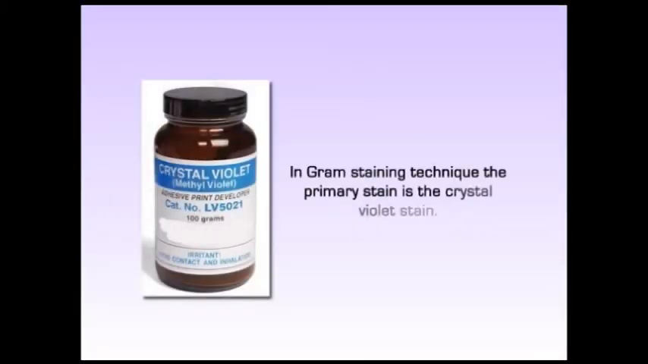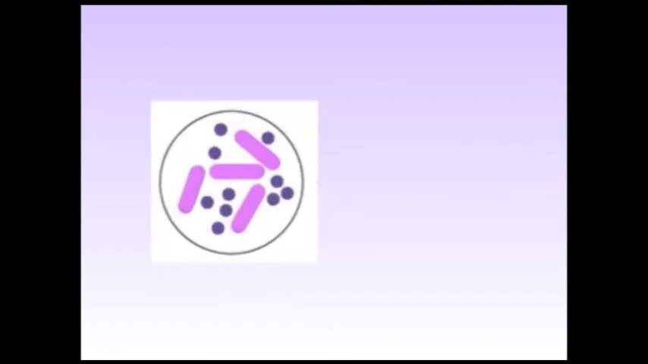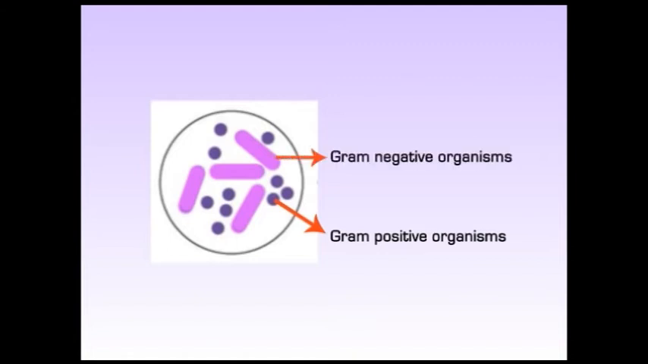Next, we'll see the mechanism of gram staining. In the gram staining technique, the primary stain is the crystal violet stain. The microorganisms or bacteria that retain the crystal violet iodine complex appear purple under the microscope. Such organisms are commonly classified as gram-positive, whereas others that do not retain crystal violet are the gram-negative organisms.